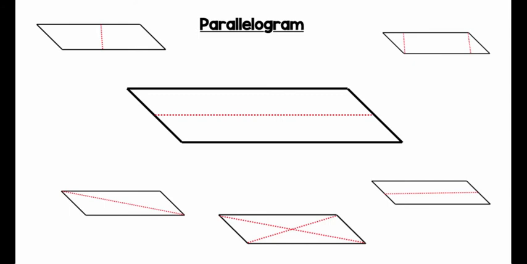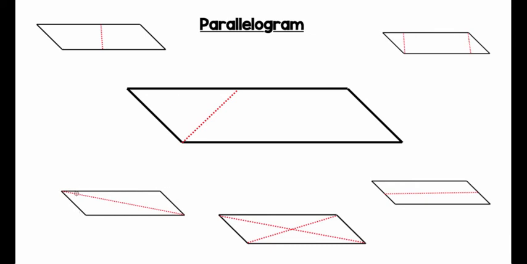Finally, let's look at this parallelogram. In the center, I have 1 line, which has subdivided it into a triangle and a trapezoid. Up here at the top, vertically, we split it into 2 different trapezoids.